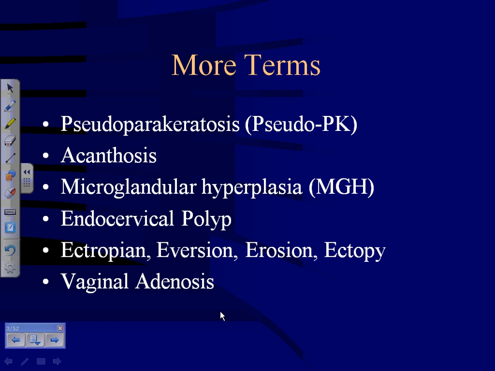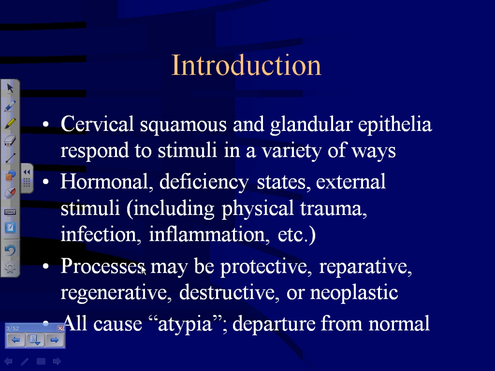Here's some others. There's actually a pseudo PK, meaning it resembles PK, but it's not. Now we'll talk about that later. Acanthosis, which is thickening of the epithelium. Microglandular hyperplasia, sometimes referred to as MGH. Endocervical polyp. Ectropions, eversions, erosions, ectopy that can occur on the external cervix. And some of these are primarily clinical terms, like ectropion. And then, of course, vaginal adenosis.